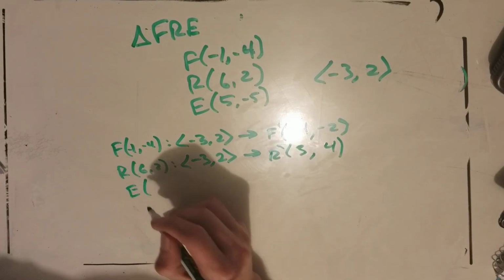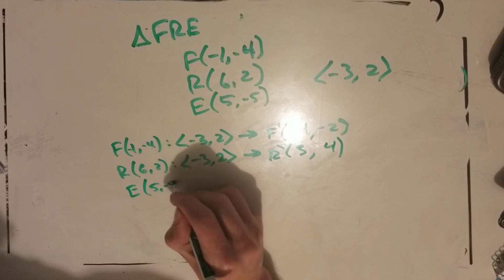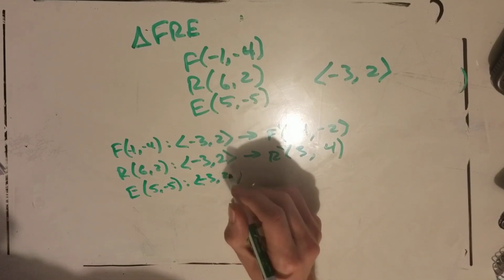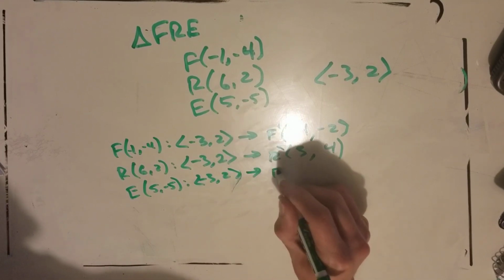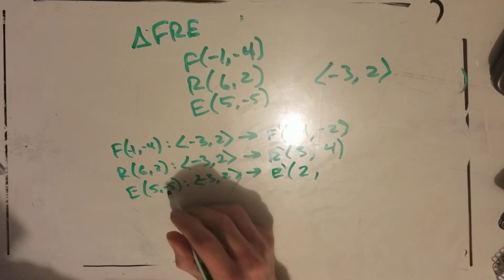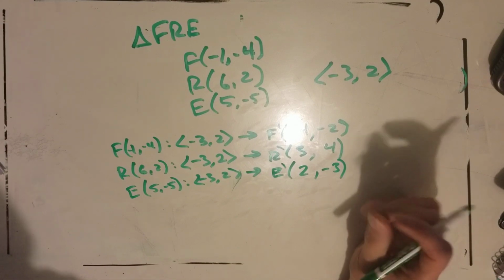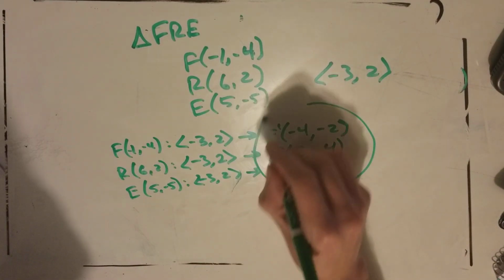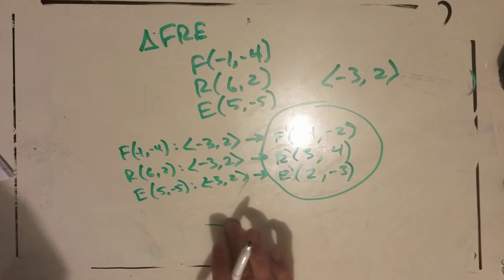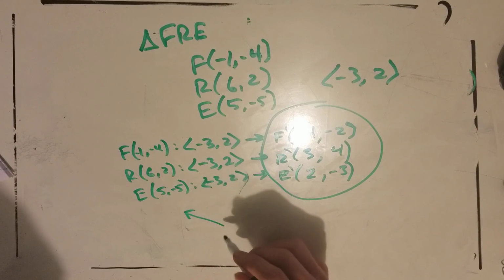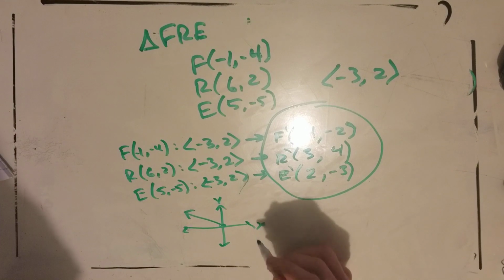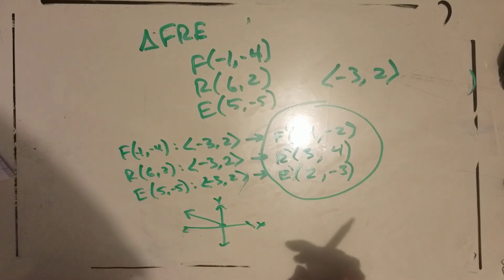And then E, we have 5, -5. And we're going to translate by <-3, 2>. It's a vector, not an ordered pair. So we have E prime: 5 plus -3 is 2, and -5 plus 2, we should get, hopefully, -3. So these are your final coordinates. And on the coordinate plane, you can use that vector notation of <-3, 2>, which would look something like that in standard position. Roughly about that. So everything's going to translate up and to the left.